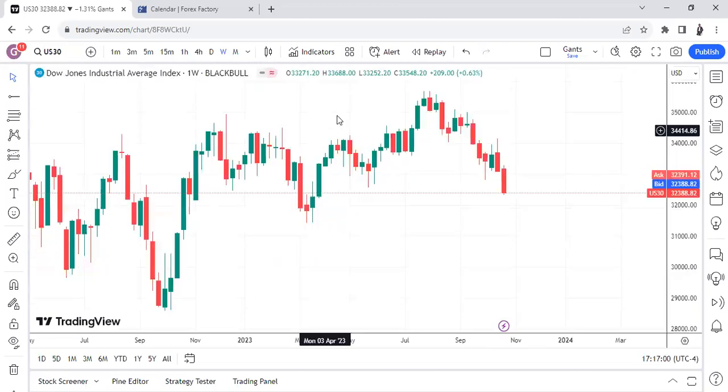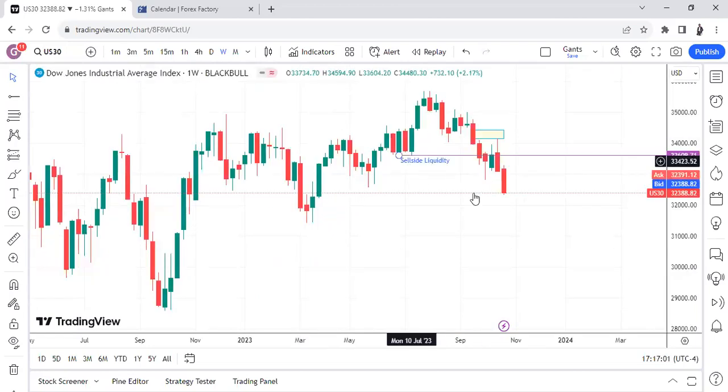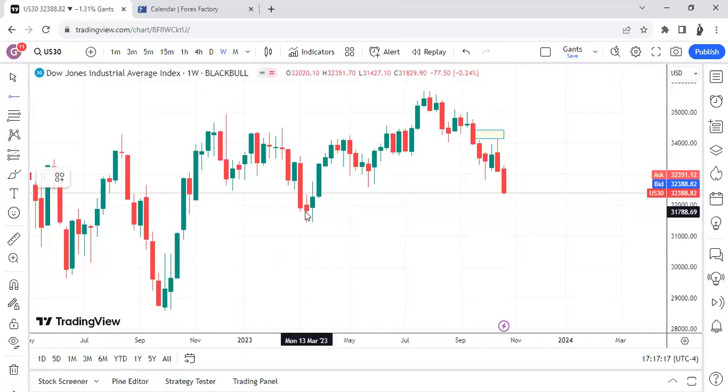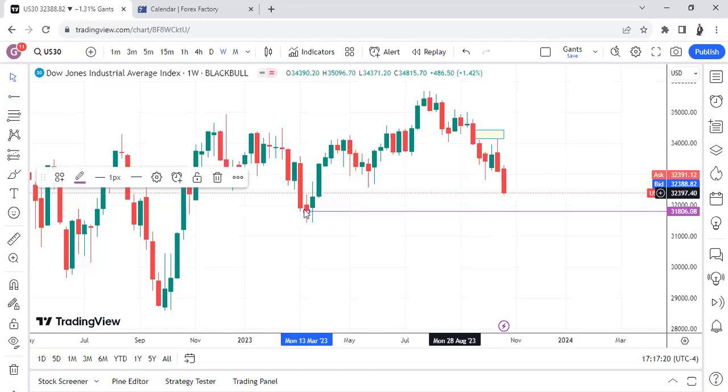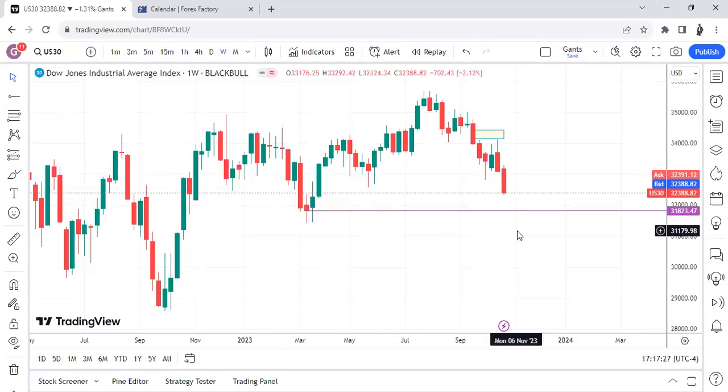For US 30, that's Dow 30. Let me take out this. I don't need to anymore. For US 30, I want to see, this was our target. Swept it. I want to see if it can get to this level here. Let me mark it out. Yeah, that's what I'm looking at. And if it can trade to this level, that'll be fine. The rejection block here. Let's see if we can trade to it.